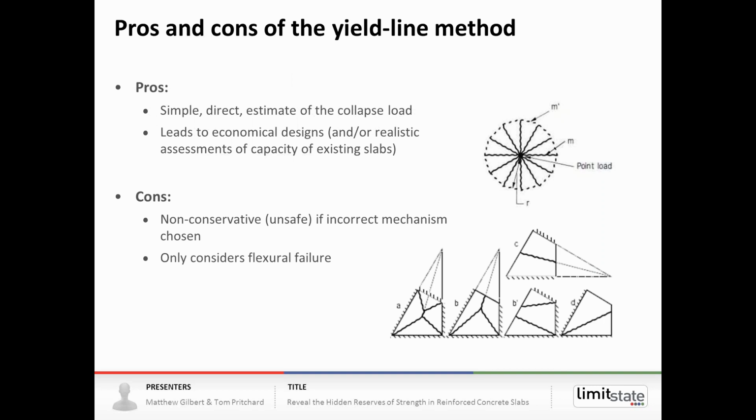The cons, the first one, and this has been a really big one, is that if you don't choose the correct mechanism, then you'll overestimate the true capacity of the slab. And that's been a big one when the method was solely a hand method, because there's always a worry that you've missed the critical mechanism, and then there's a concern that your design or your assessed capacity is unsafe, which no engineer is going to be comfortable with.